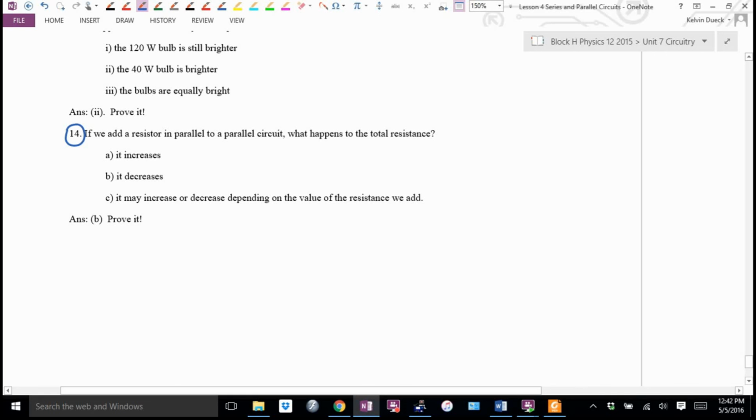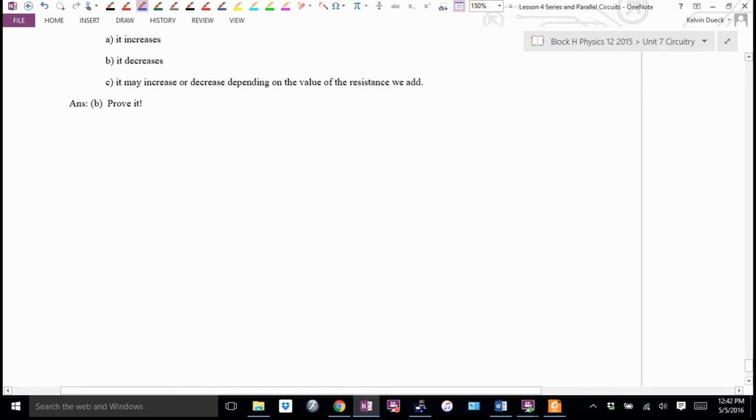One thing that's nice about parallel resistors, and it's counterintuitive, so number 14 says, if you add another resistor in parallel, what happens to total resistance? Turns out in parallel, if you add another resistor, you lower total resistance even though you've added a resistor. Prove it if you can. I'll show you a couple of proofs next class. Okay?